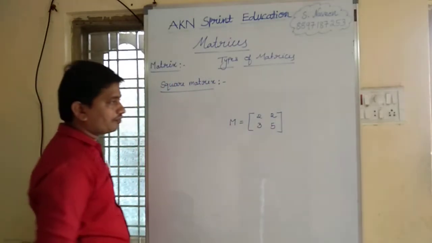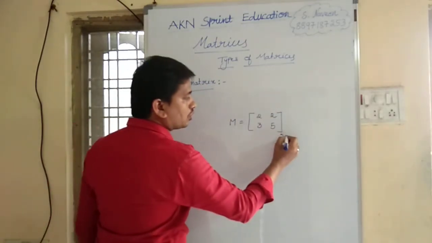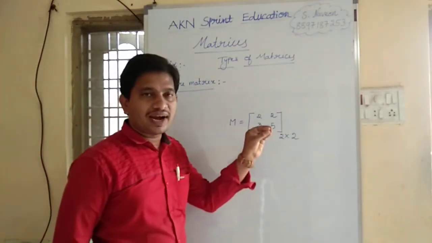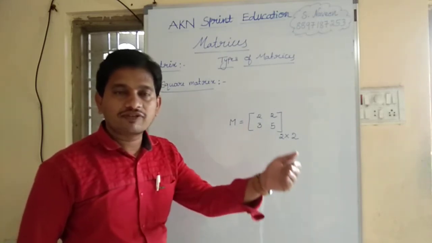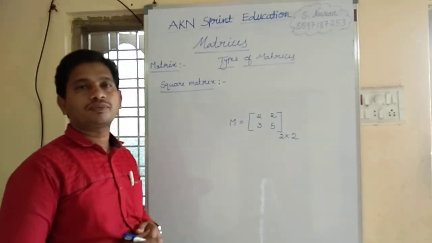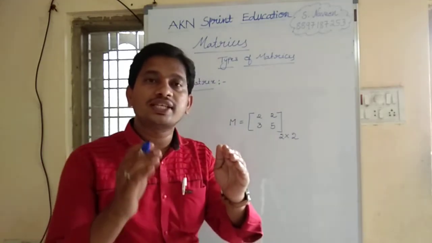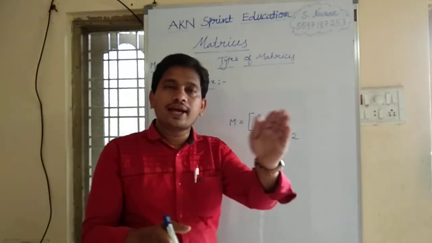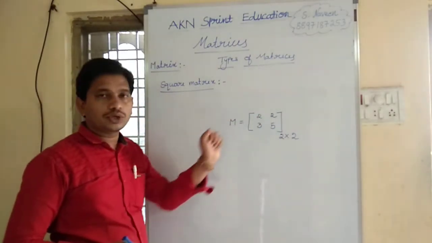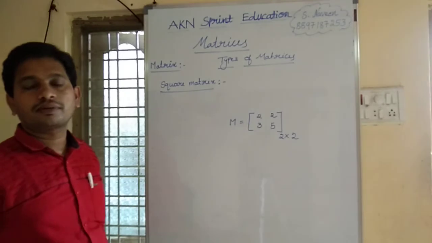Children, in this matrix M, we have two rows and we have two columns. And what is the order of the matrix? 2 by 2. I mean, in this matrix M, the number of rows is equal to the number of columns. A matrix is said to be a square matrix if the number of rows is equal to the number of columns. Here you can see the number of rows is 2 and the number of columns is 2. Therefore M is called a square matrix.